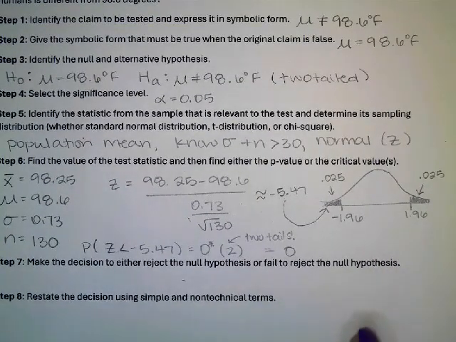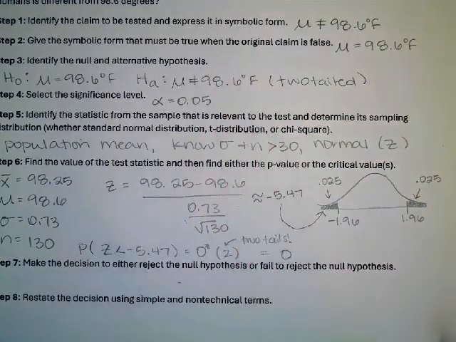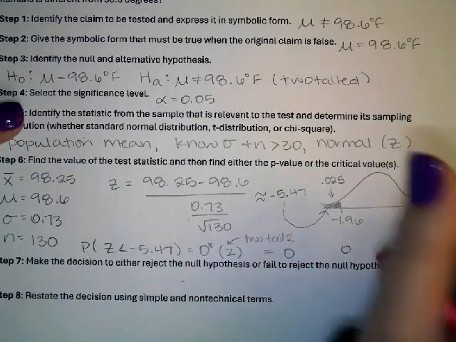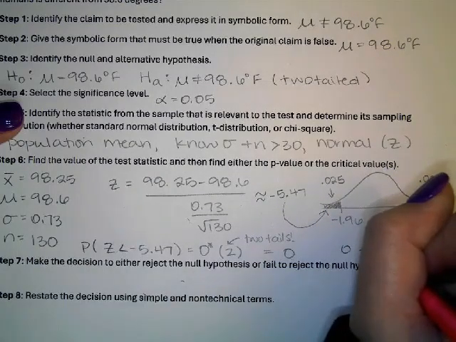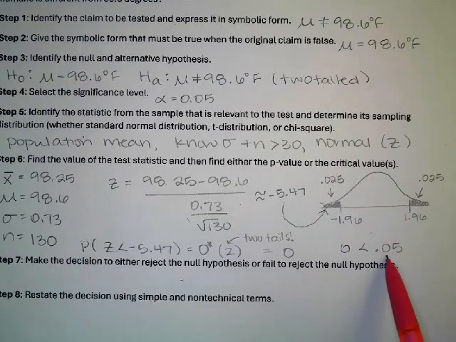All right, so my p-value is 0, my probability is 0. Now I compare this with the significance level, and my significance level was 0.05. So I have the p-value is less than 0.05. And remember what we said about the p-value. We said if the p is low, the null must go. So since the p-value is lower than the significance level, that means that the null hypothesis has to go. It has to be rejected.